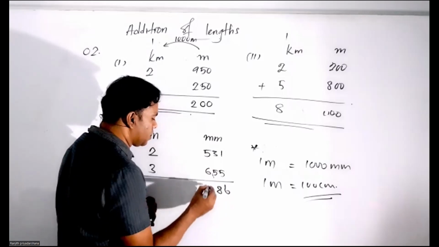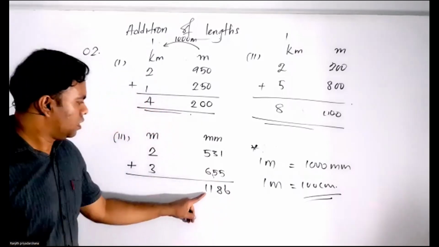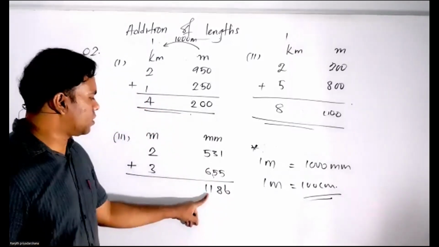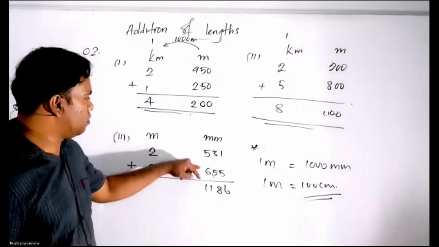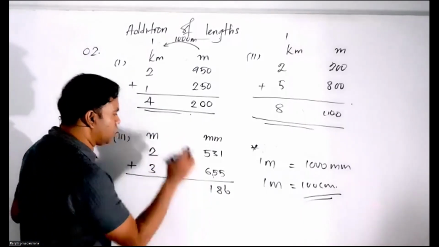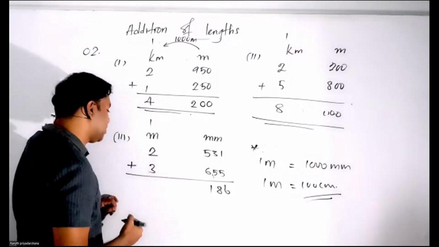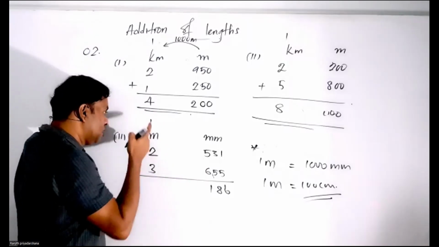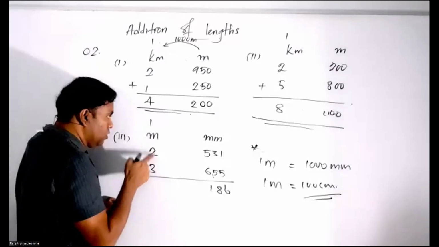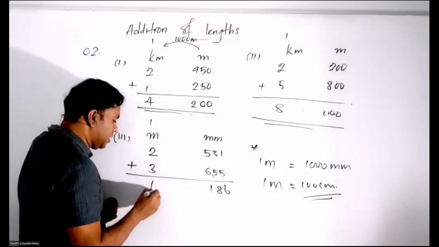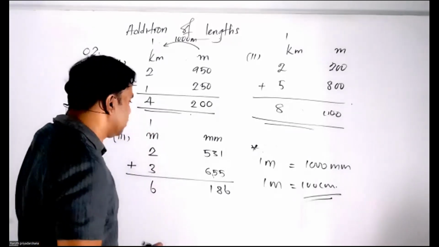6 plus 5 is 11. Look at this. 1186. 1000 millimeters means 1 meter. So you take that 1000 here. Then it becomes 1 meter. 1000 millimeter means 1 meter. 2 plus 1 is 3. 3 plus 3 is 6. 6 meter and 186 millimeters.